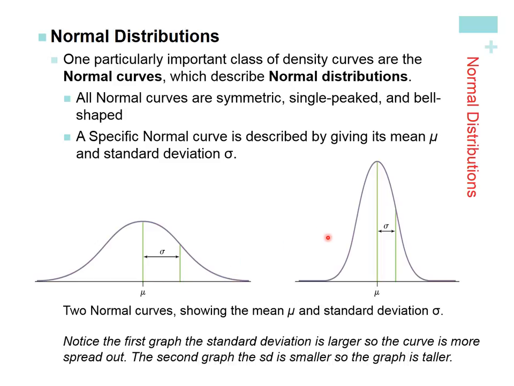Notice, as I mentioned briefly, that in the first graph the standard deviation is much larger, so the curve is more spread out. So the average distance from the mean is further than in our second curve. In the second curve, the standard deviation is smaller, so the graph is a lot taller. That means the average distance from the mean is a little bit less.